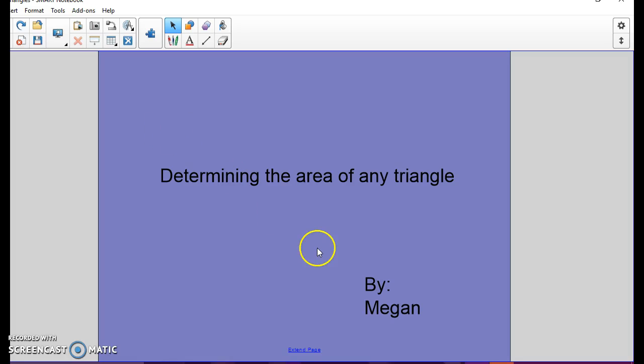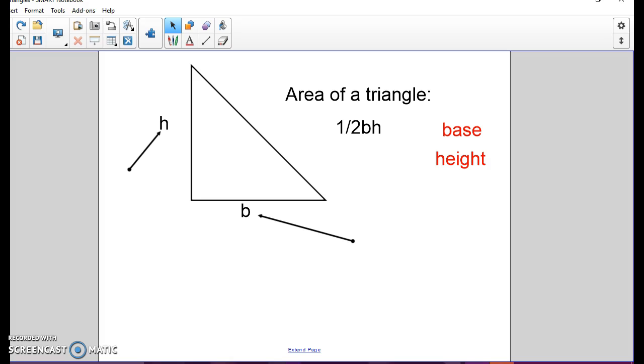Okay, so we are going to be determining the area of any triangle. First of all, the area of a triangle is determined by finding what the base and height is. And so we declare one spot the base and one spot the height. And so this is going to be height, that's going to be represented by the letter H. And this is going to be the base, which is represented by B. And so the area of a triangle, to figure it out, the formula is 1/2 base times height.